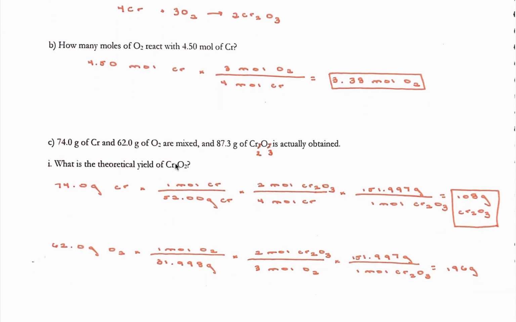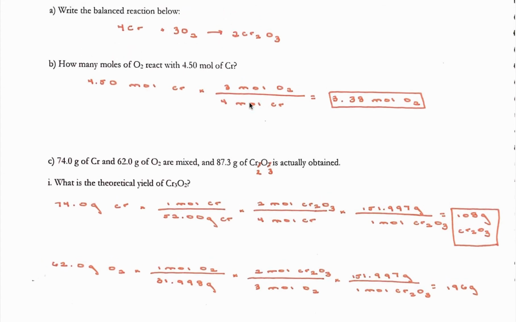Next problem. How many moles of oxygen react with 4.50 moles of chromium? So I start with my given, 4.50, and notice I'm showing all of my units, moles of Cr. I'm going to crisscross swoosh. On the bottom, I want to get out of moles of chromium, so I put moles of chromium on the bottom. And I want to get into moles of oxygen, so I put that up top.